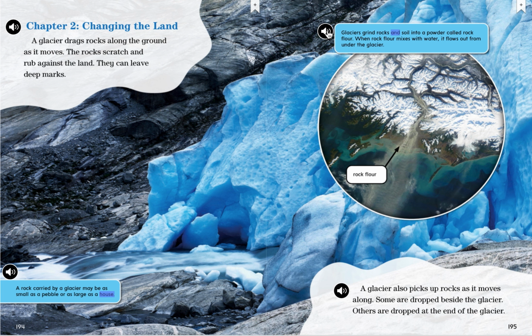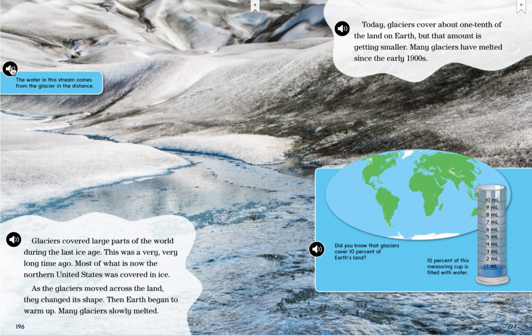Glaciers grind rocks and soil into a powder called rock flour. When rock flour mixes with water, it flows out from under the glacier. Rock flour. A glacier also picks up rocks as it moves along. Some are dropped beside the glacier, others are dropped at the end of the glacier. The water in this stream comes from the glacier in the distance.